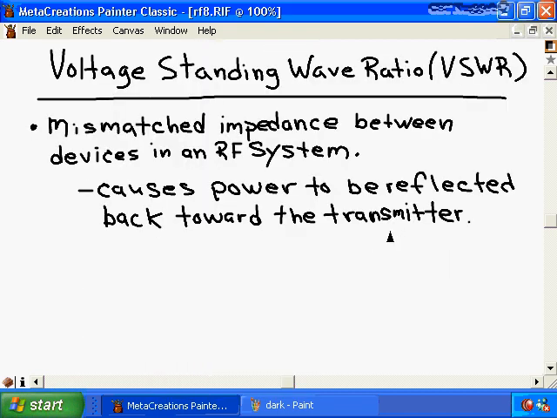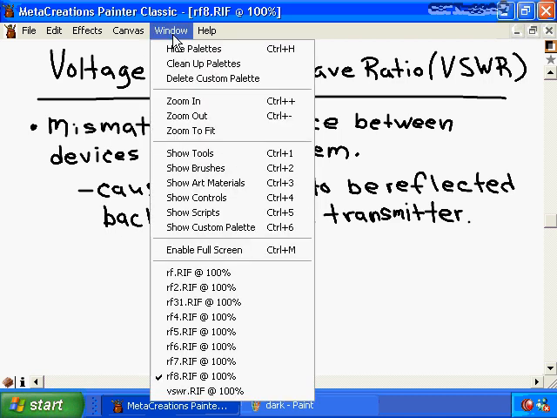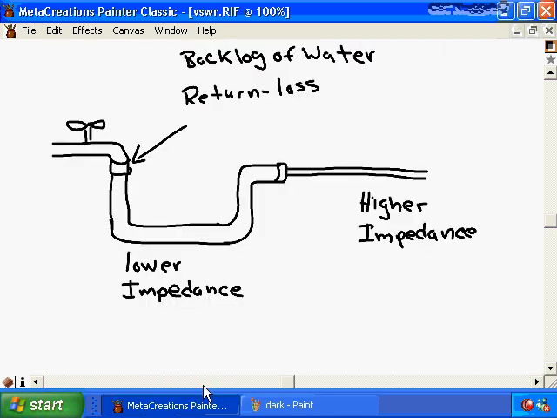A problem named voltage standing wave ratio, or VSWR for short, can occur as the radio frequency signal is being sent from the transmitter up to the antenna. And the problem is if there's a mismatched impedance between the devices in a radio frequency system, this can cause the power to be reflected back toward the transmitter. Okay, well, what does that actually mean? Well, let me bring up another whiteboard which illustrates the problem of VSWR.